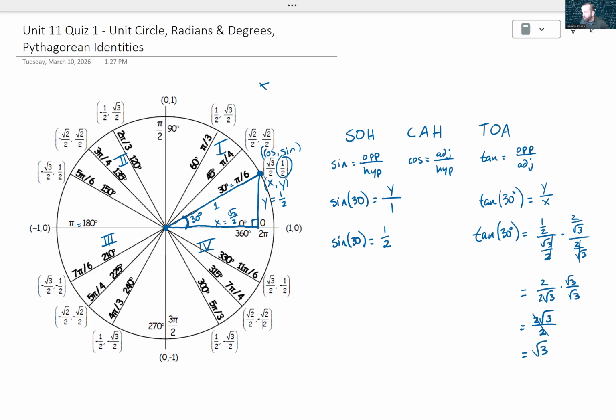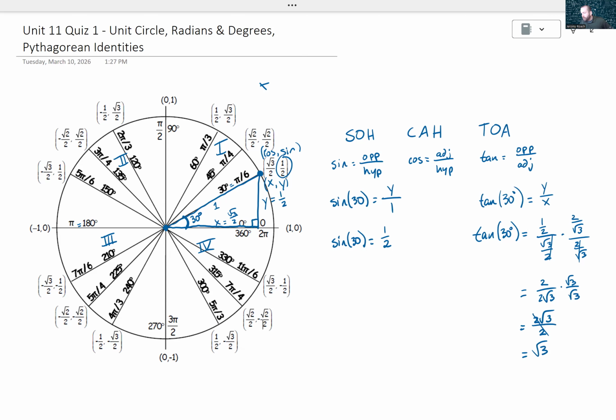And so we get square root of 3. And we can check that on our calculator. We can type tangent of 30, and we get a decimal of 0.577. Then you can also type square root of 3, and looks like that's not correct. So let's go back and take a look and see what happened here.